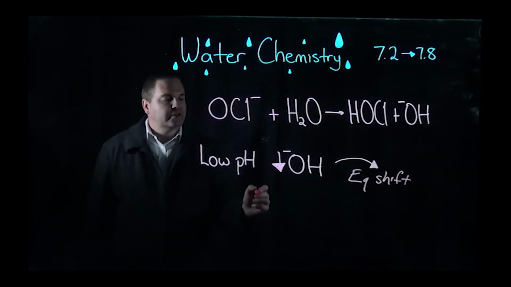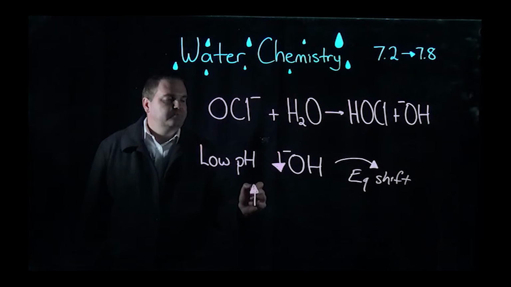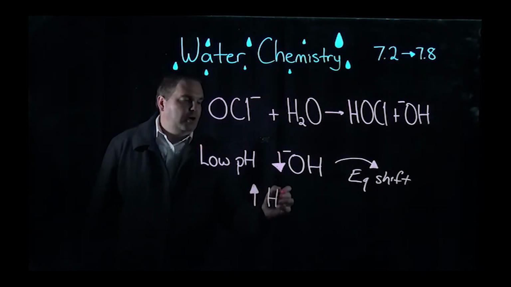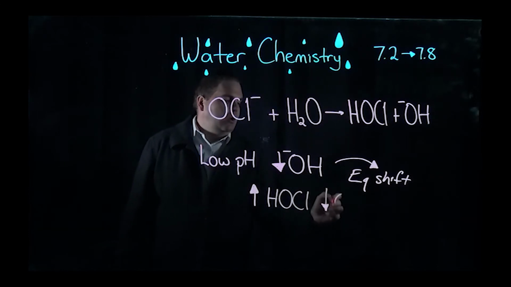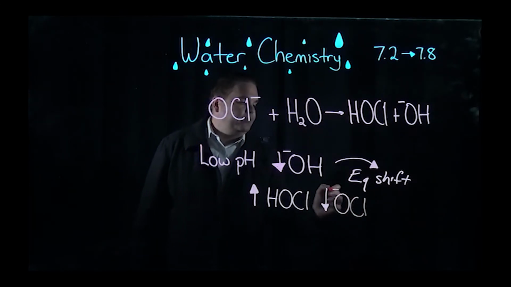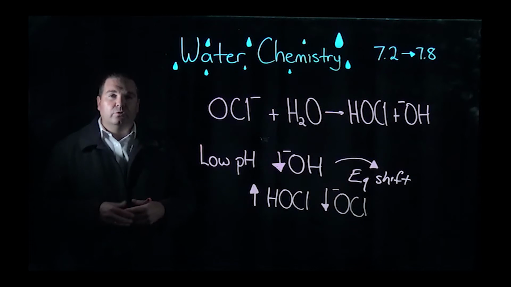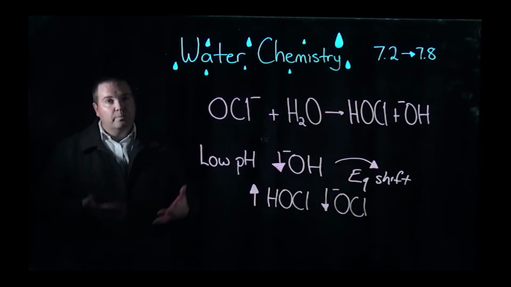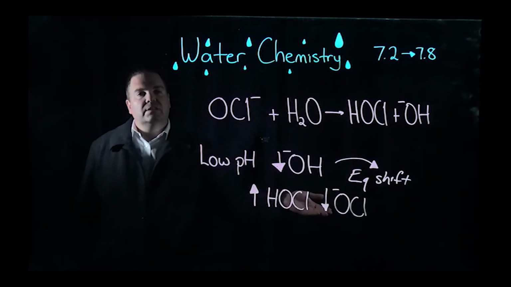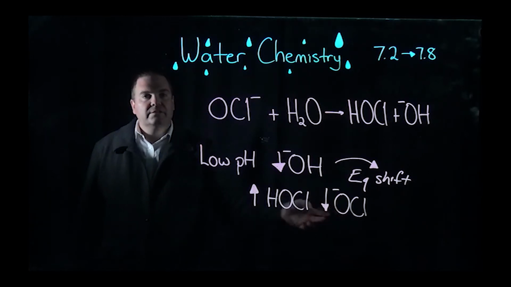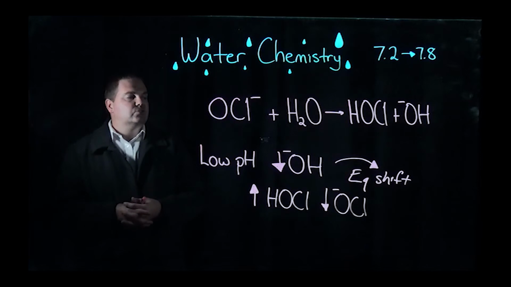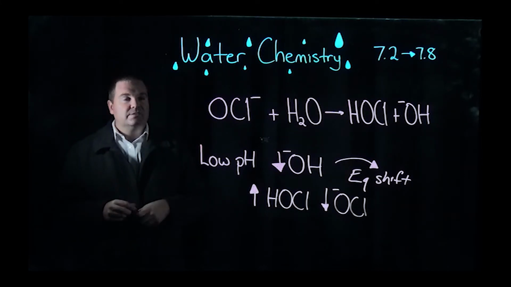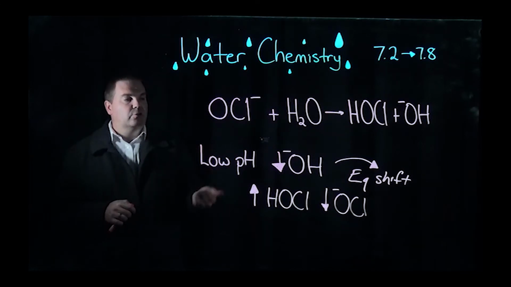Which overall is going to increase the concentration of our hypochlorous acid, and it's going to decrease the concentration of our hypochlorite ions. Now, remember the hypochlorite ions are what we use to kill bacteria. So if we're decreasing the hypochlorite ion concentration, we're going to remove our ability to kill bacteria and germs. So that's one downside of having a low pH.